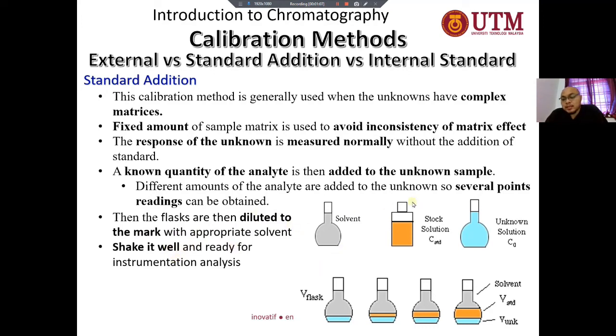Here is the figure that we usually need in the standard addition method. The first one, we need the solvent. We need the stock solution, which means your standard. The solvent is the one that you use to dilute your sample. And here is your sample, or what we call the unknown solution. So here is the first flask, and you need to add your sample.